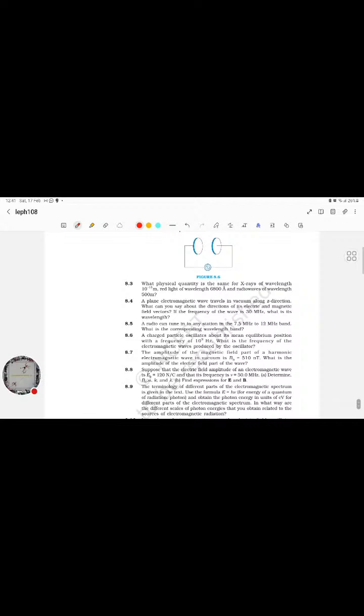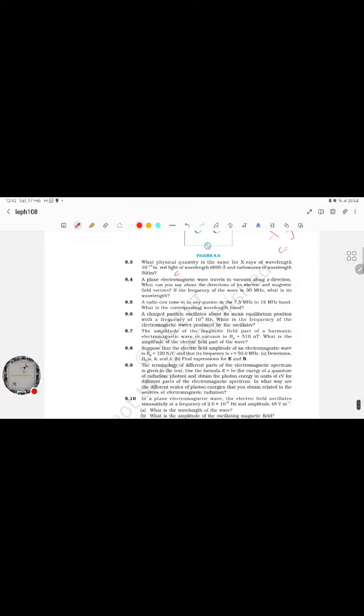What physical quantity is the same for X-rays of wavelength 10 power minus 10 meter and radio waves of wavelength 500 meter? What physical quantity is same? So basically wavelength is changing, and I think frequency will also change, but the speed will be the same. The wave speed will be the same.